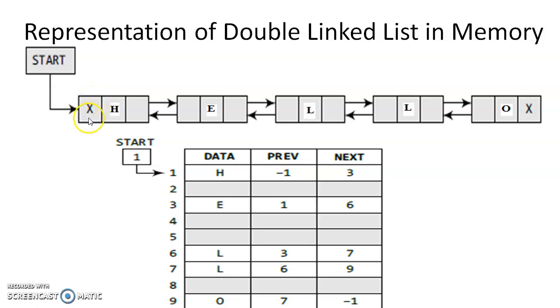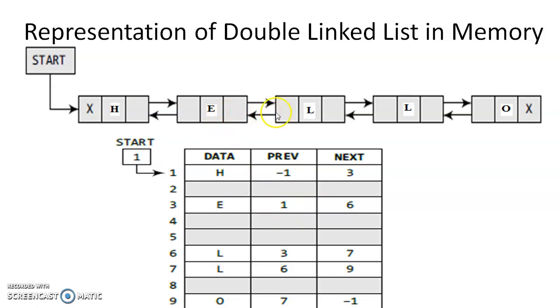The meaning of this is null. That's why we are representing the previous pointer as -1. And the next pointer is pointing to the E. E is present in the third memory location, so we have represented 3 here. Now we go to the E. For E, the previous node is H. H is present in the first memory location, so that's what we are representing here.